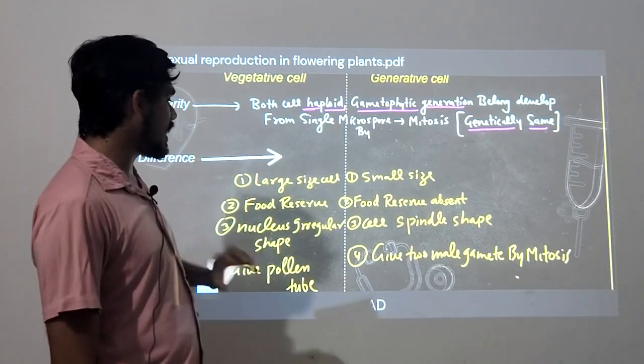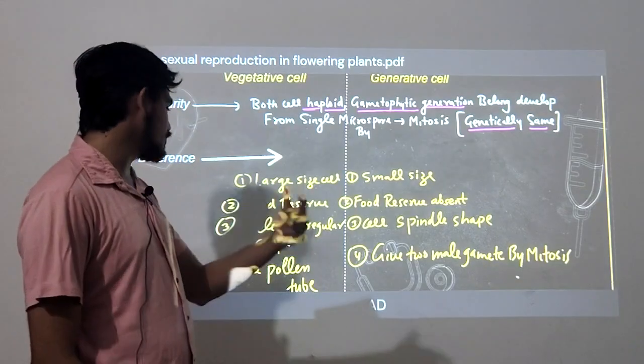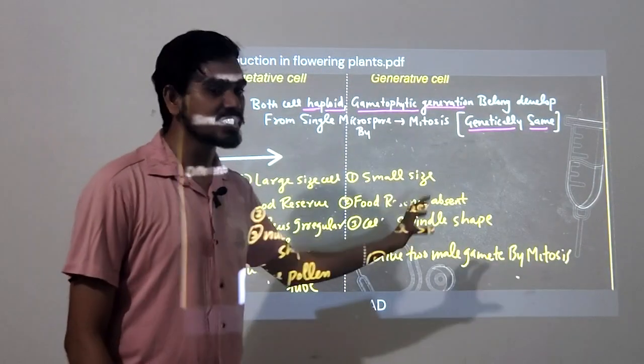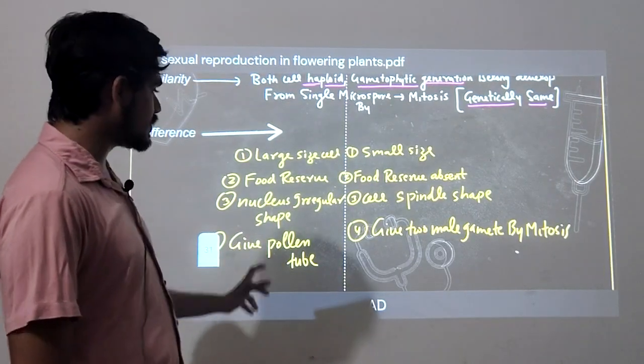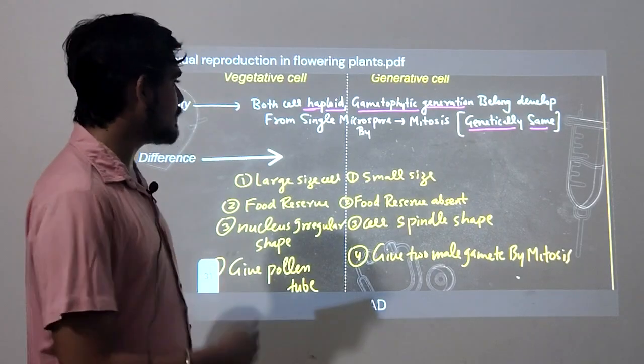The vegetative cell has a large food reserve, and the generative cell has no food reserve. The vegetative cell has an irregular nucleus, while the generative cell has a spindle shape. The vegetative cell forms the pollen tube, and the generative cell produces 2 male gametes by mitosis.